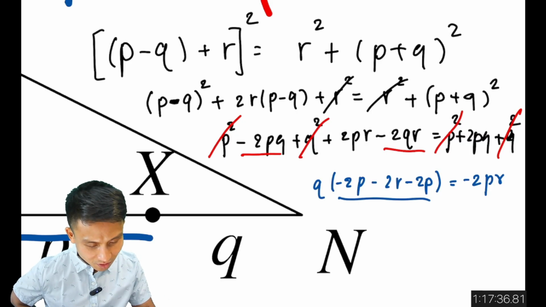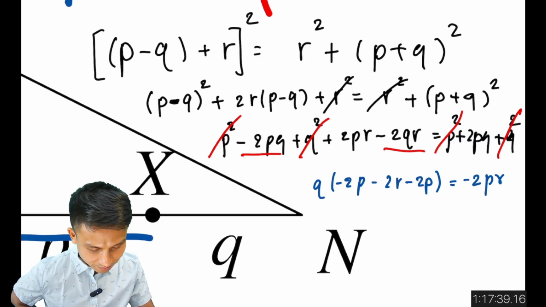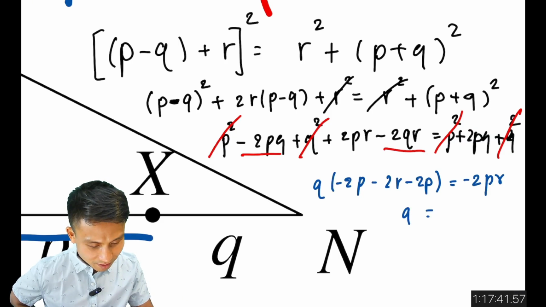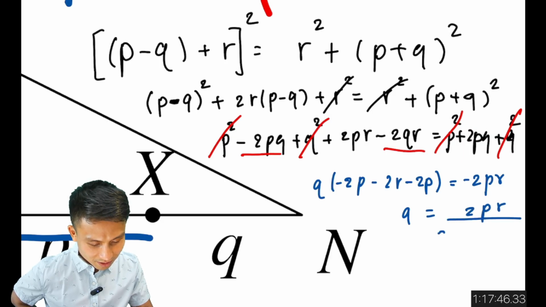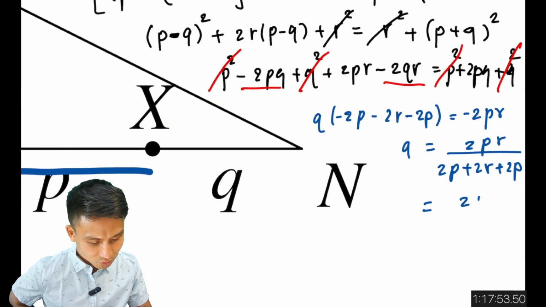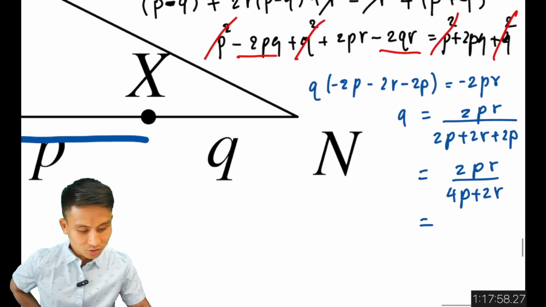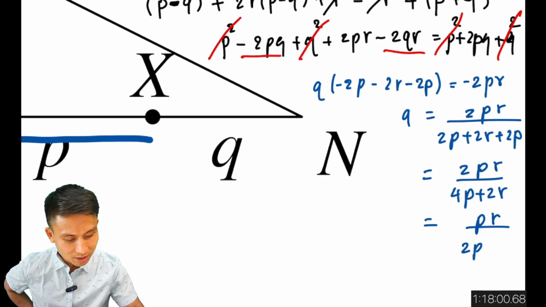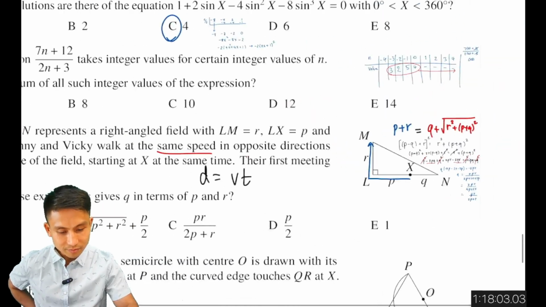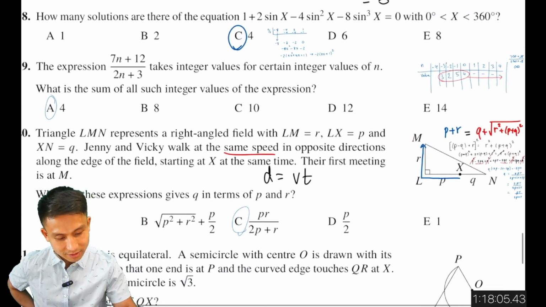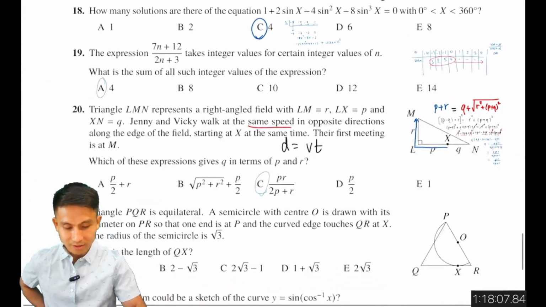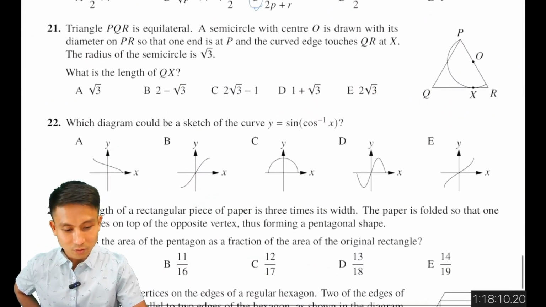And then because this is all negative, the negatives cancel, so I'm going to have Q equals 2PR divided by 2P plus 2R plus 2P. Oh, that's 4P, right? So that's 2PR over 4P plus 2R. And then if you cancel the 2, you get PR over 2P plus R. Hope that works. Yep, that's this one. PR over 2P plus R. Yep, so number 21 now.